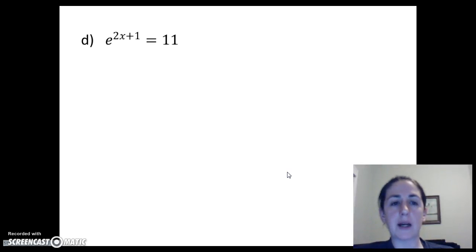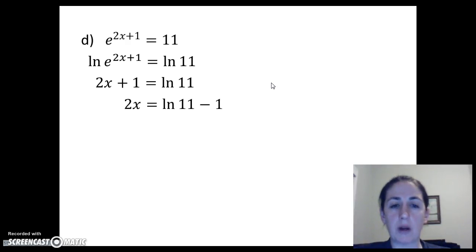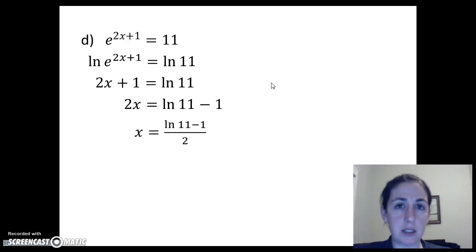e raised to the 2x plus 1 equals 11. Again, I don't know what exact power e would need to be raised to in order to give us 11, but I know how to get rid of a base e. I would take a log base e, which is the natural log. So we'll take the natural log of both sides. The base of the logarithm and the base of the exponential function match, so they cancel. And we are left with 2x plus 1 equals the natural log of 11. Now we can subtract 1 from both sides and divide both sides by 2. And you can plug this into your calculator if you'd like to get a decimal approximation.